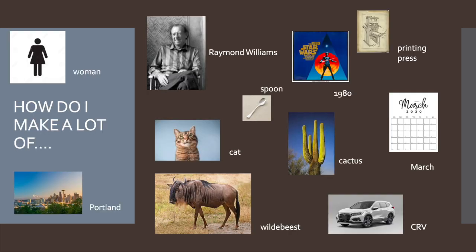Okay, so let's take a look at these nouns. I have the famous British philosopher Raymond Williams, the year 1980, a printing press, a woman, the city of Portland, a wildebeest, a CRV, a cactus, and a cat. Oh, and the month of March. So if I want to talk about a whole bunch of Marches, or a whole bunch of wildebeests, or a whole bunch of other Williamses, or a whole lot of printing presses, or a whole lot of women, all of those things are plural, a lot of cats.